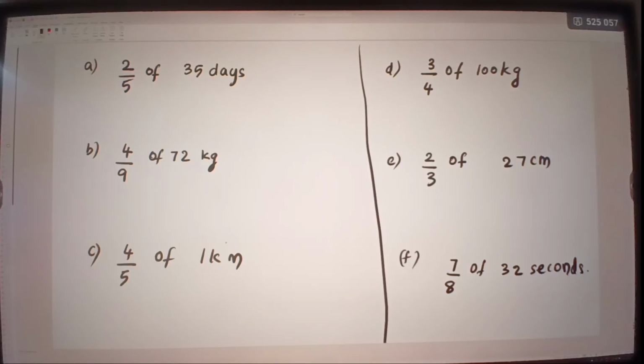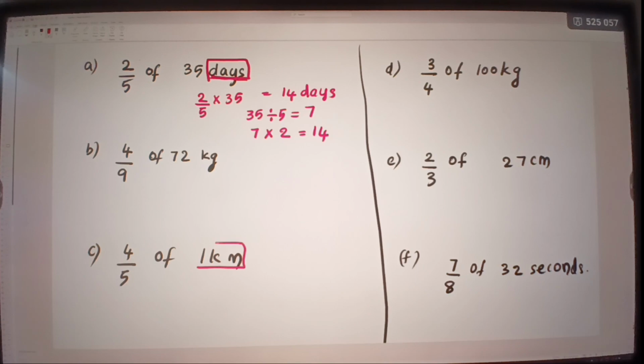Okay, so 35 days, same, 2/5. 2/5 times 35. So what is the first step? Division. 35 divided by 5. So the answer is 7. That answer 7 times the numerator 2, that is 14. So the answer is 14 days. In the final answer you have to write whatever unit is given, days, kilogram, kilometer.